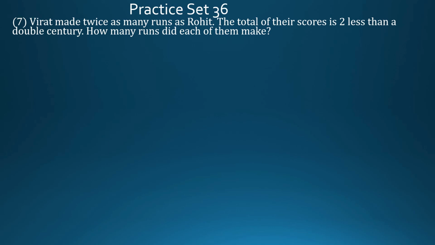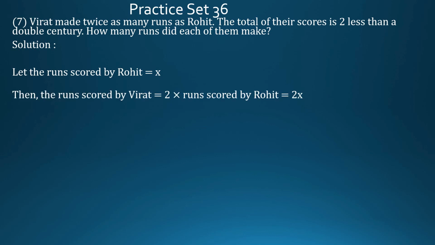Seventh question. Virat made twice as many runs as Rohit. The total of their scores is 2 less than a double century. How many runs did each of them make? Solution. Let the runs scored by Rohit be x. Then the runs scored by Virat is equal to 2 times the runs scored by Rohit. So 2 into x.